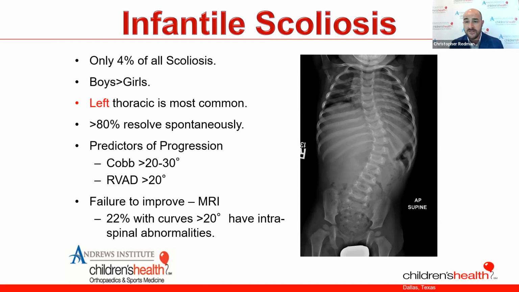If we do have patients that fail to improve or have curves that are greater than that 20 to 30 degrees, and we believe are going to require treatment, we do recommend an MRI, as there have been studies that have shown that about 1 in 5 children with curves greater than 20 degrees will also have intraspinal abnormalities similar to, as we discussed, with the congenital scoliosis.